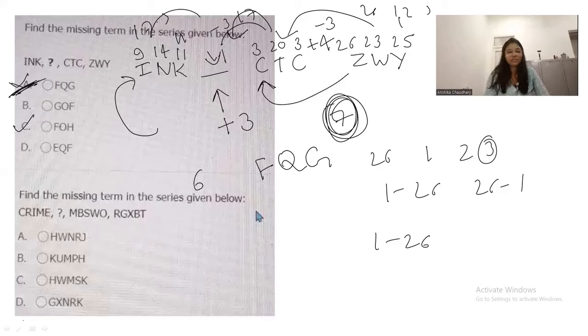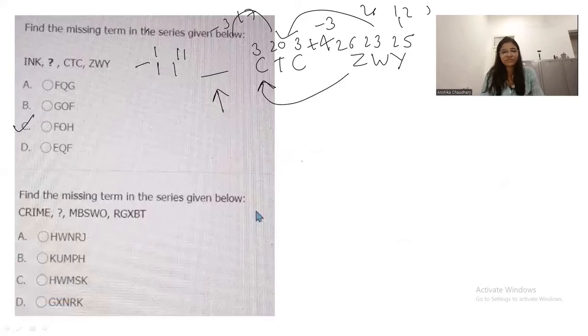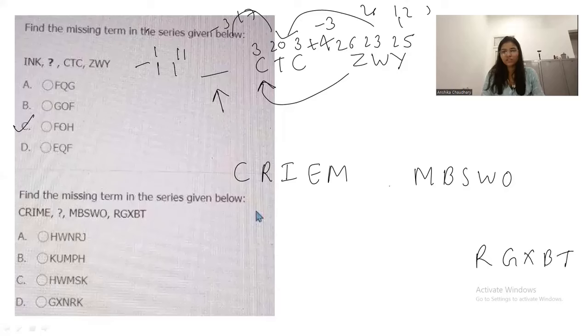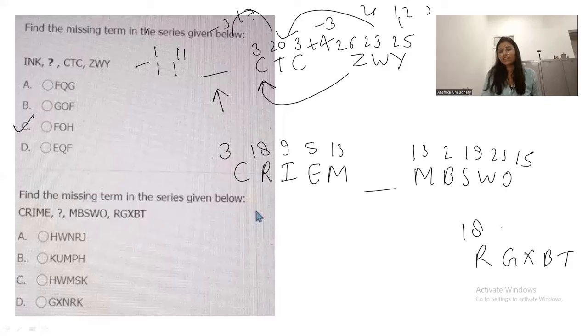Let's move on to the next question. But let me make some space so that it will be easy for you. Okay, so the word is crime. M V S W O, then R G X V T, and here is the space. Now let's give them numbers: 3, 18, 9, 5, 13, 13, 2, 19, 23, 15, 18, 7, 24, 2, 20, right? So as we can see here, these are in continuous form.